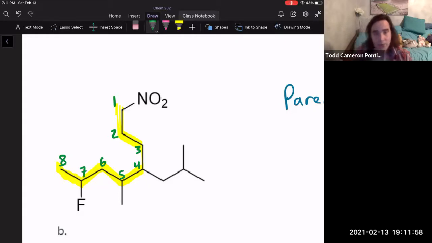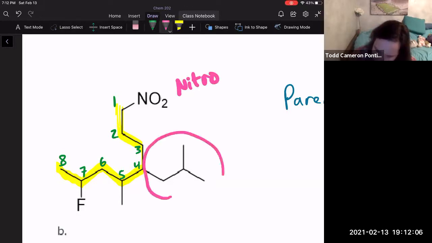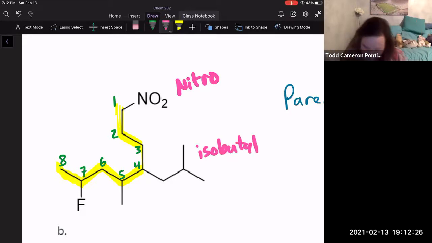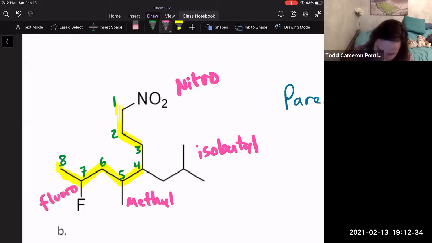We're getting there. Now we need to assign names to each of these. So this is a nitro group. Okay, this right here, it's got 4 carbons in it. And notice that it splits at the end. Anytime you have 3 carbons and a substituent that split at the end or 4 carbons that split at the end, you're looking at an iso group. So this is isobutyl on account of the four carbons. Again, it kind of looks like a peace sign. We have a methyl group here. And then we have a fluoro, note, not flower-o, fluoro, right here.